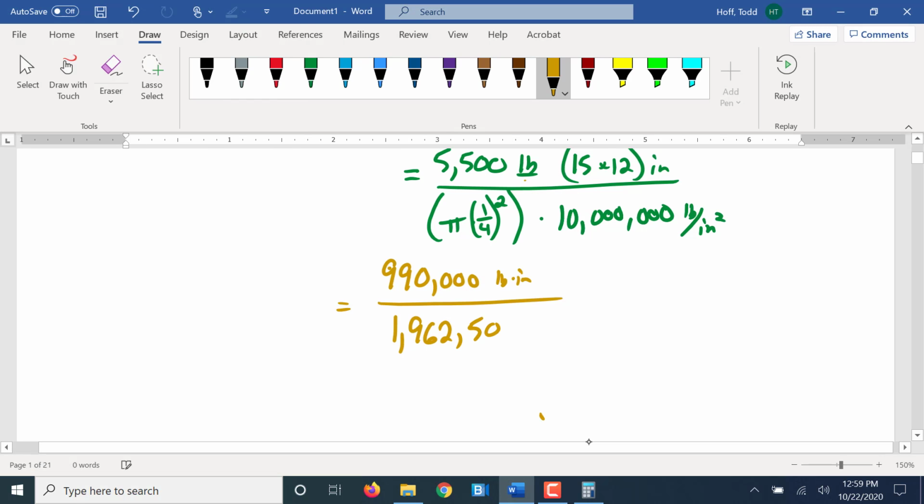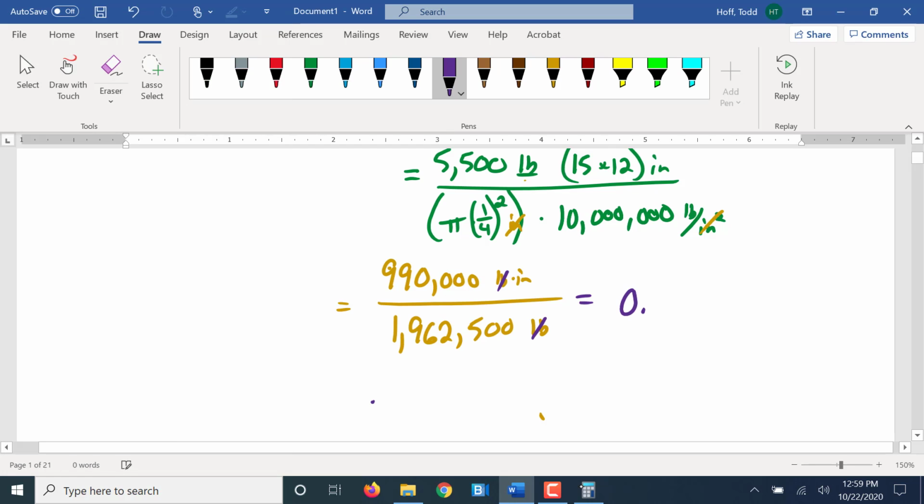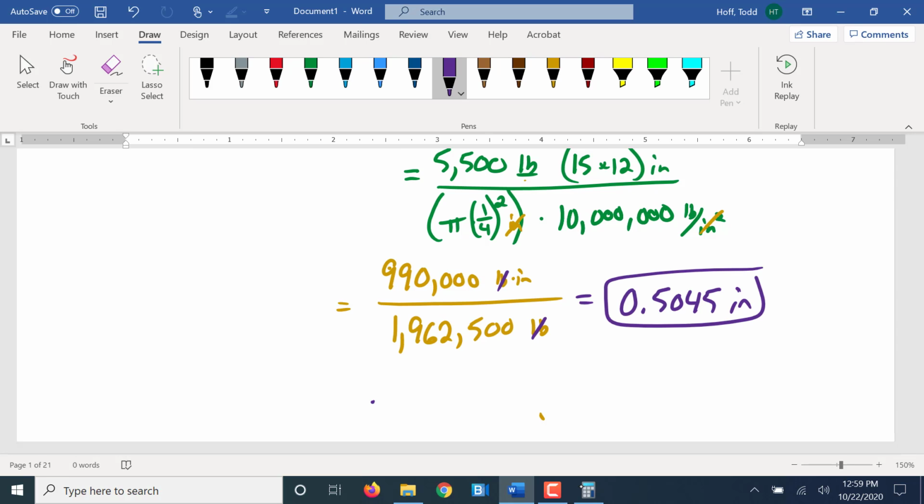1,962,500. Now this was square inches, so that cancels out here. So all we have for units here is pounds. So the pounds will cancel out as our units. We have inches left up there. 990,000 divided by the 1,962,500 gives us 0.5045 inches, to the 10,000th of an inch.